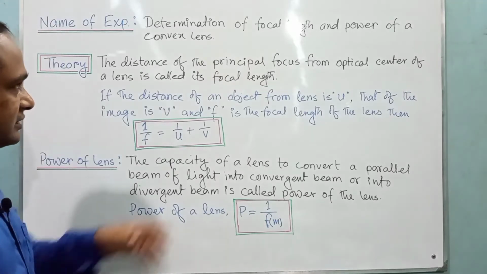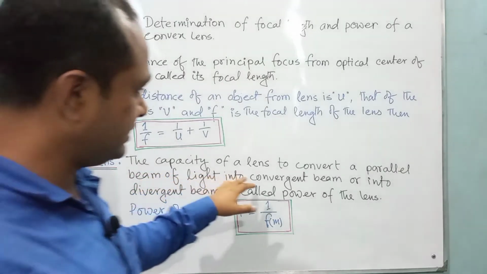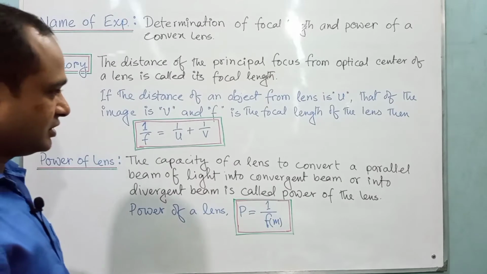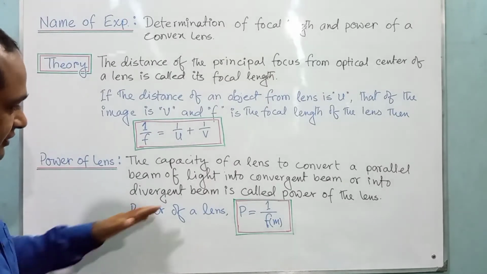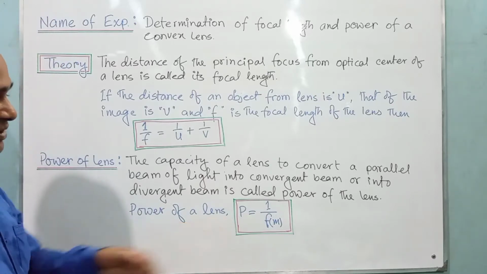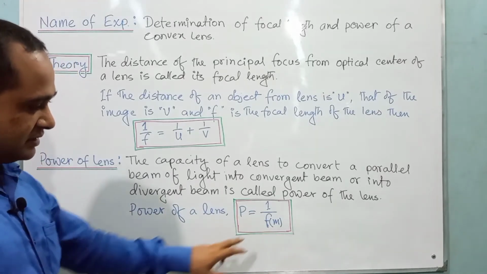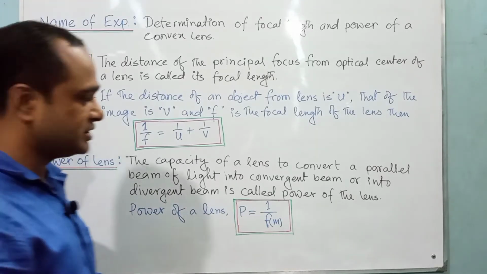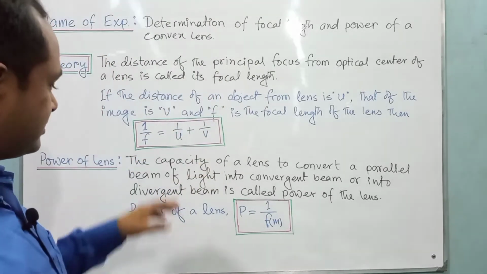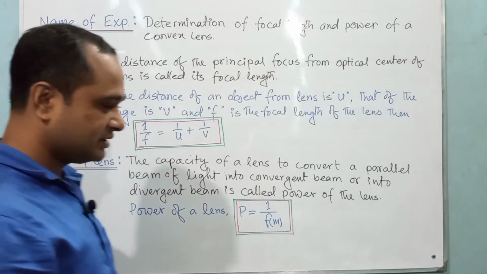Then the power of the lens. Power of lens can be defined as the capacity of a lens to convert a parallel beam of light into convergent beam or into divergent beam. So power of a lens is expressed as P = 1/f, where the focal length must be expressed in meter unit. So dear students, using u and v we can calculate the focal length and then the power of the lens.